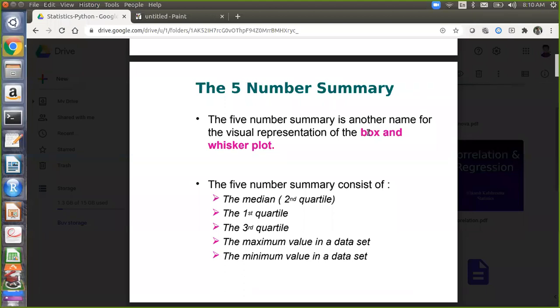So both of these things, box plots and your 5 number summary, complement each other. They are both telling you the same thing, but one is the visualization format and the other is the numerical format.